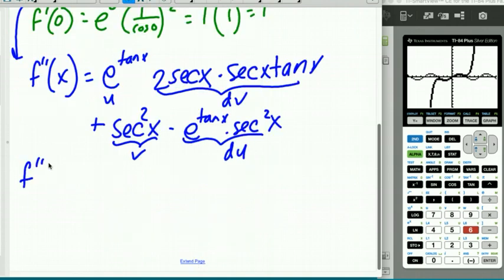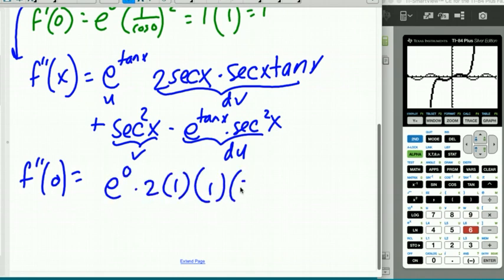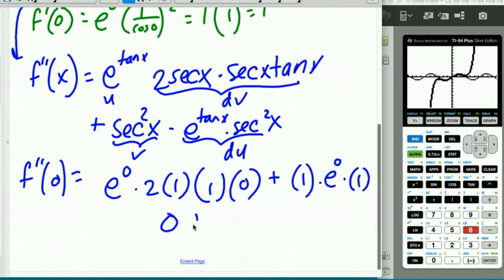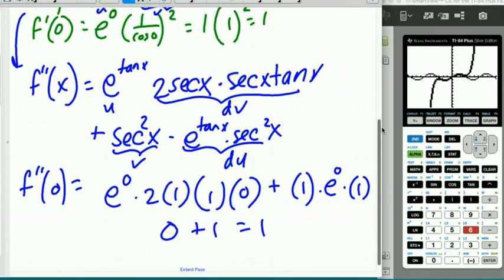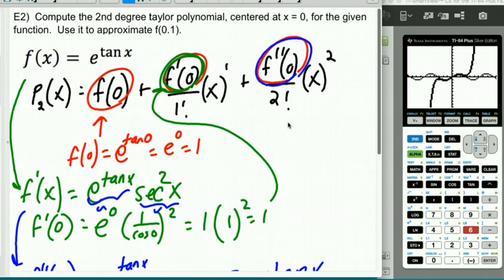I need f double prime of 0. Well, that's going to be an e to the 0 times a 2 times a 1 times a 1 times a 0. Well, that's nice. That whole one's going to get knocked out. And then this is a 1 times an e to the 0 times another 1. So it seems like I get 0 plus 1. So I just get another 1. Now, that's not always going to happen, but it turns out that this guy is also a 1.